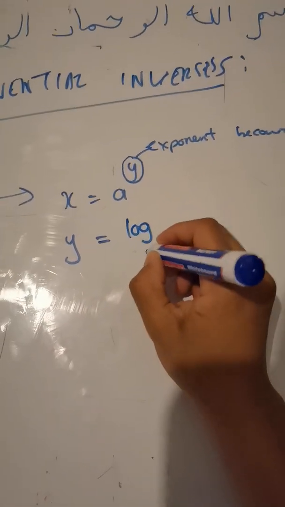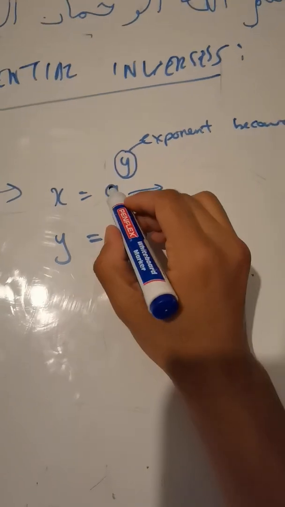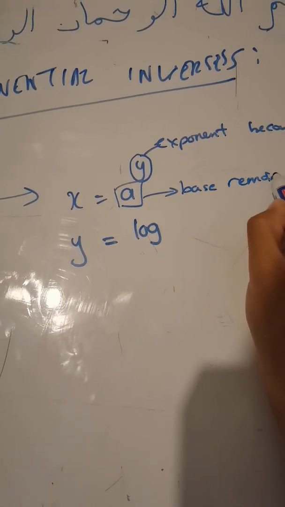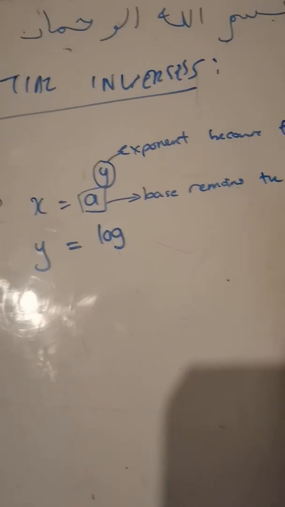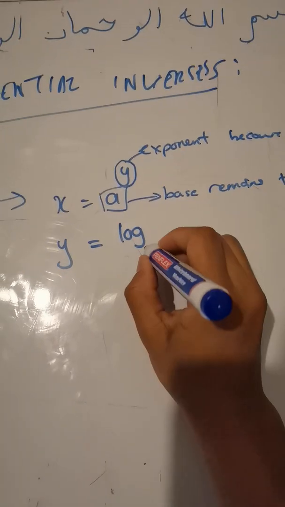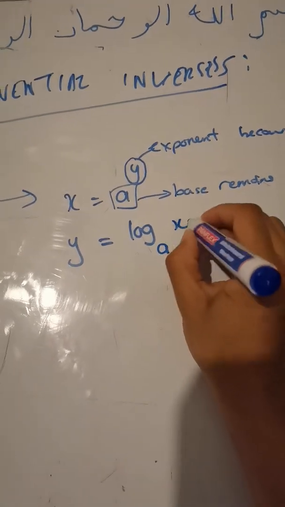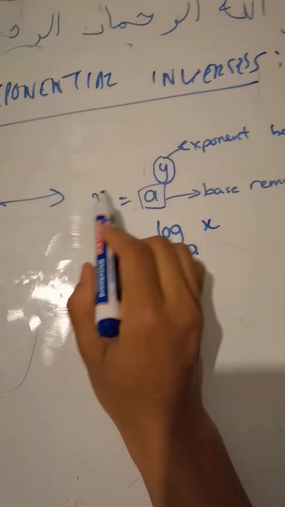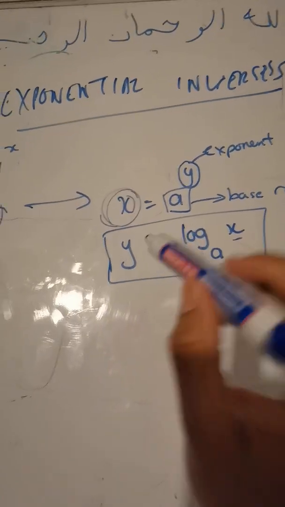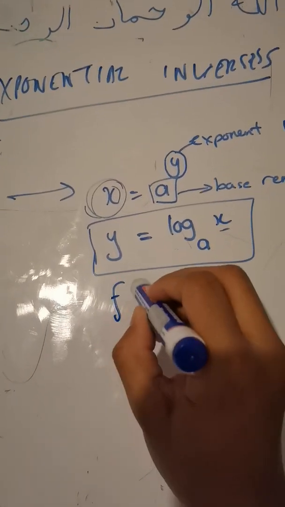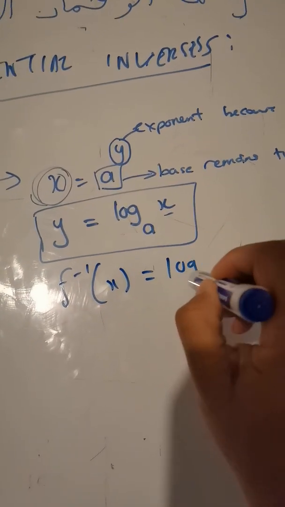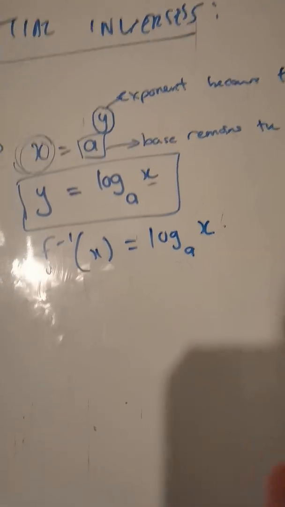Then you go log. A remains the base. This is the base. So the exponent becomes the answer, the base remains the base, so it's log base a of x. And then you just put that x there. And that's how we go. This is basically the inverse of f of x. The inverse of f of x is log base a of x.